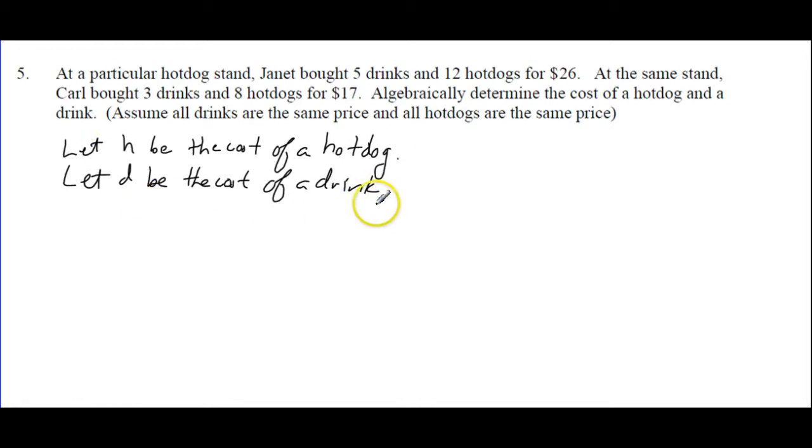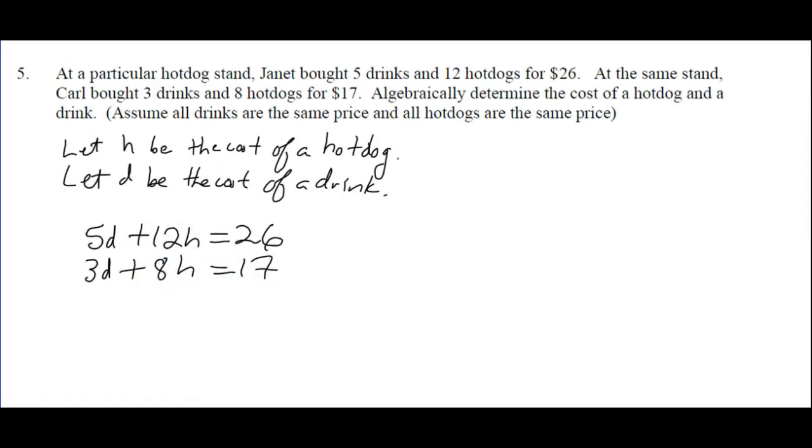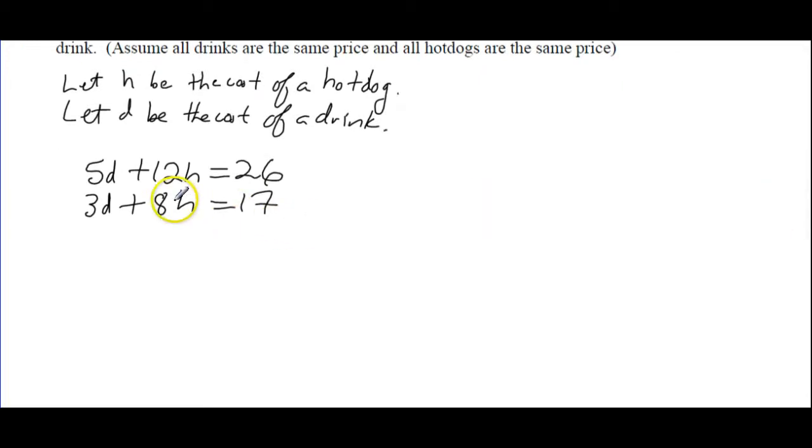Okay, so step 1 in solving a word problem is to identify your variables. Step 2, write equations. 5 drinks, so 5 times the cost of a drink plus 12 times the cost of a hot dog is 26. 3 drinks and 8 hot dogs is 17. Okay, here's my two equations. Now this does not solve by substitution very easily because we do not have a d or an h by itself. We could go for 24, so multiply this by 2 and this by 3. Let's call this equation 1, call this equation 2.